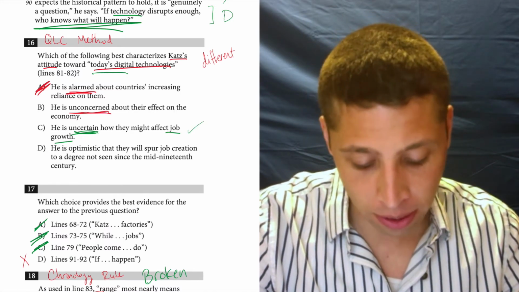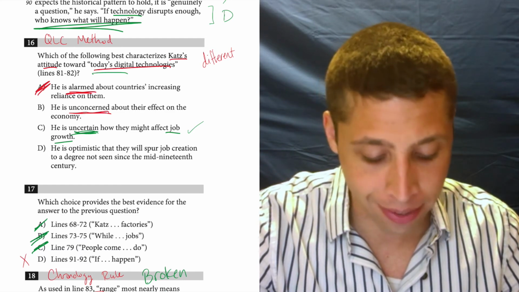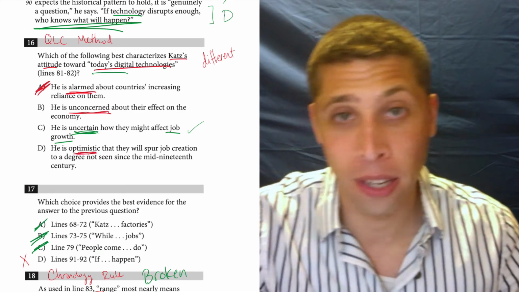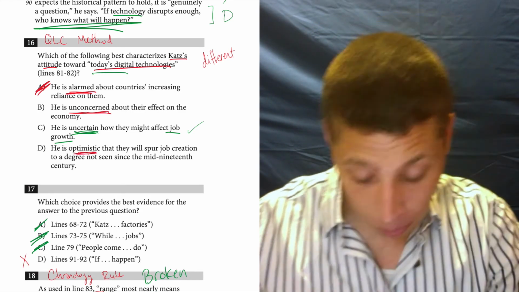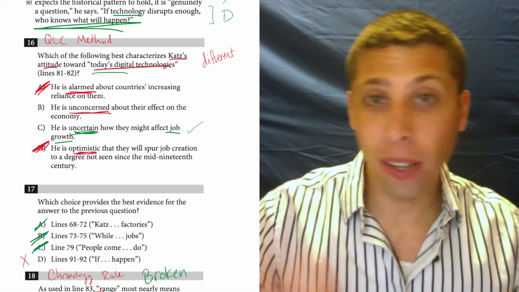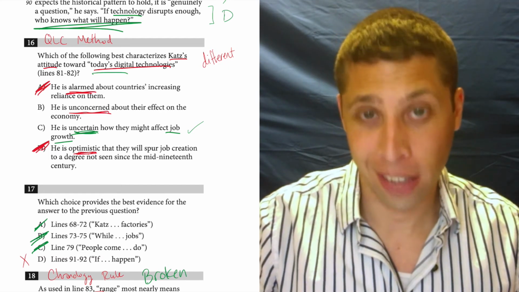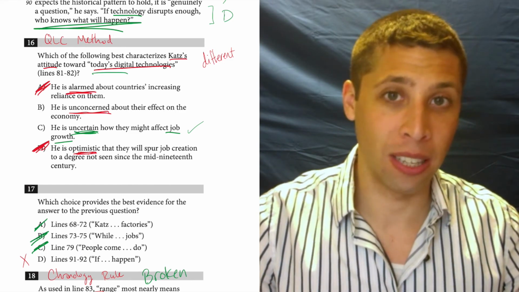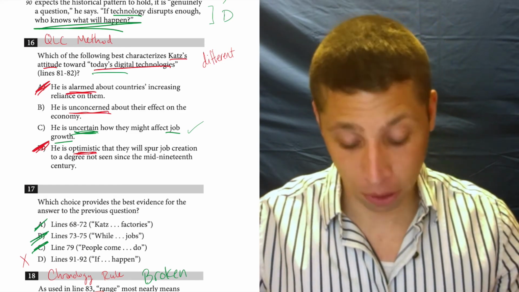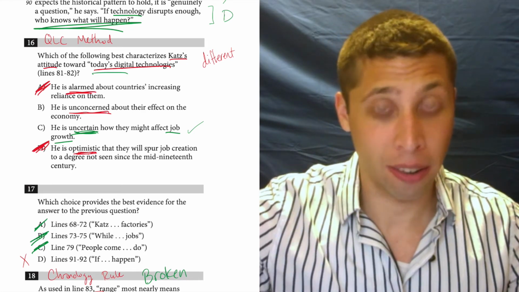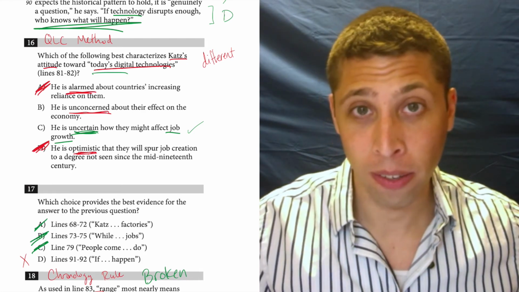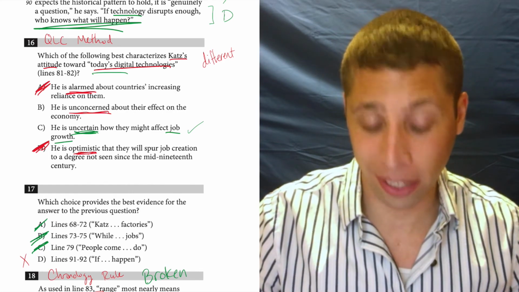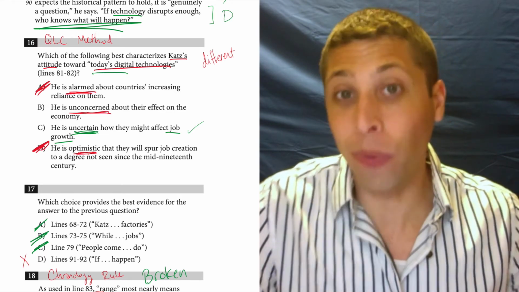He is optimistic that they will spur job creation to a degree not seen since the mid-19th century. No, he's definitely not optimistic, for the same reason he's not alarmed. It's not super negative. It's not super positive. It's one of these more middle kind of like, we're not sure answers. But again, if we're between B and C, we can start to notice the differences between them, even though they might seem similar. Unconcerned means he doesn't care. Uncertain means he's not sure. He's not saying I don't care. He's caring a lot. He studies it for a living. He's just saying we don't really know.